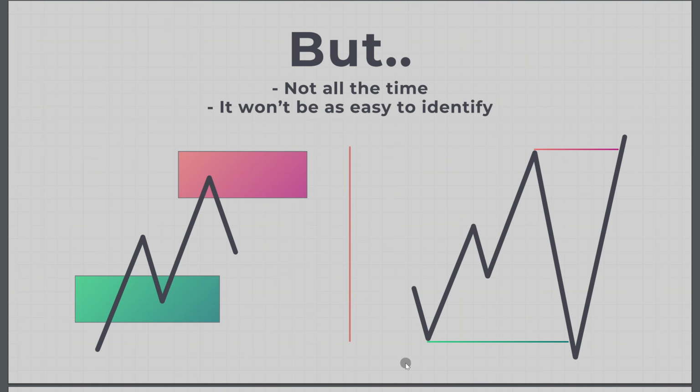But remember that this is not going to happen all the time. It won't be as easy as I'm showing you to identify. Why is that? I'm showing you the textbook. I'm showing you how it happens in a perfect scenario. However, it's not going to be a perfect scenario all the time. Now, sometimes it's not going to be happening like this. What do I mean by that?